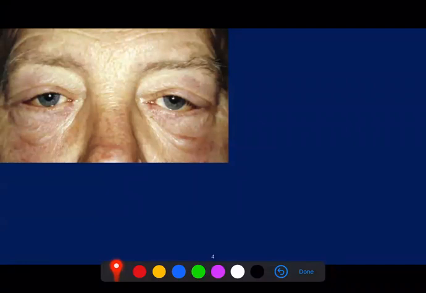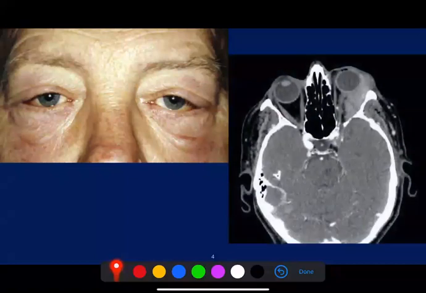Now you'll do imaging. So what type of imaging will you do? I would start with CT imaging with contrast. So why would you do contrast? Because I'm not sure of the underlying etiology. Okay, so this is the CT scan.